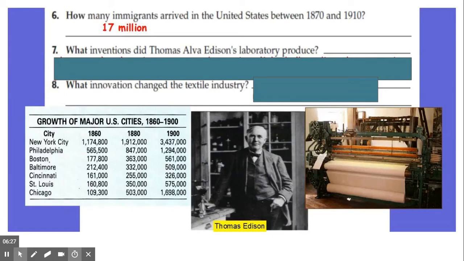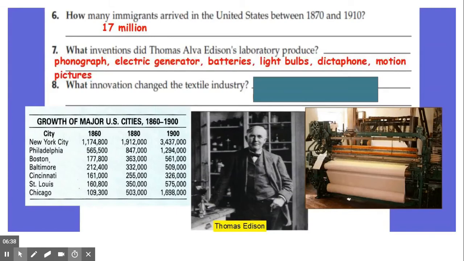Let's talk about new inventions. One invention is what Thomas Alva Edison's laboratory in Menlo Park, New Jersey, produced. Edison is known for his phonograph, an electric generator. He created some batteries, but probably most famous is his light bulb, the dictaphone, and eventually the motion picture movie machine. The phonograph was invented in 1877. It's probably one of his first.